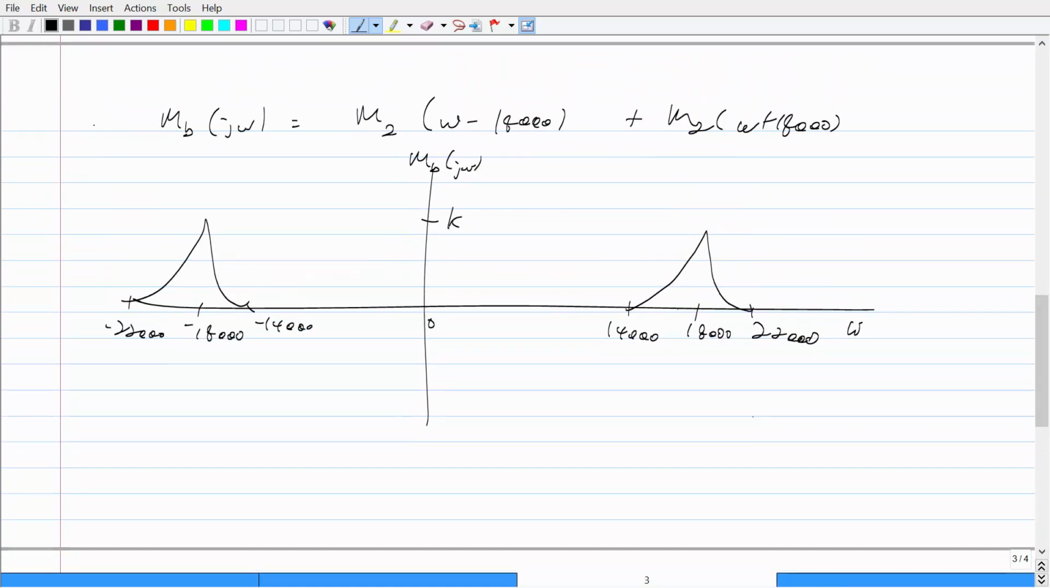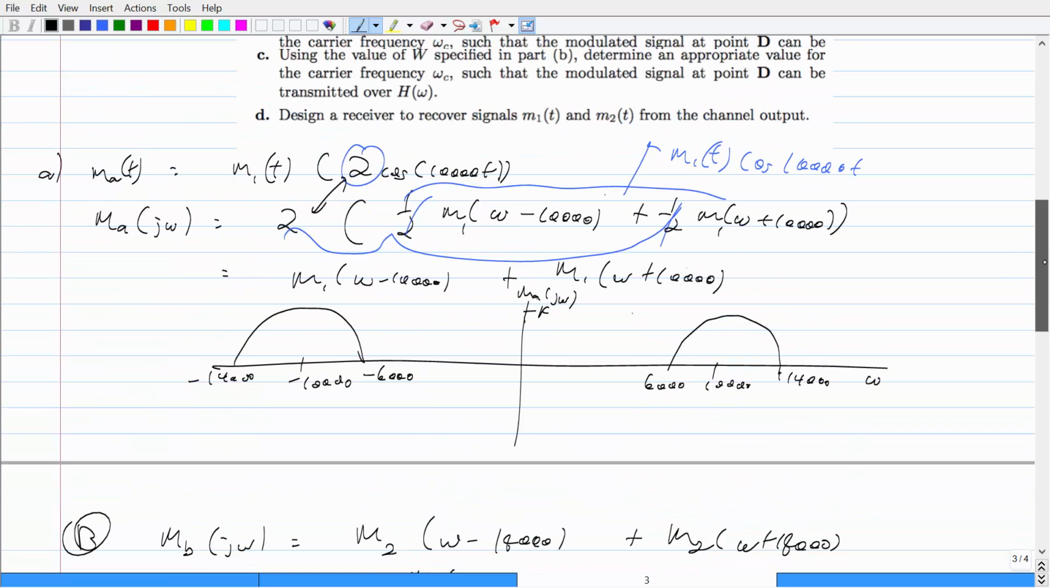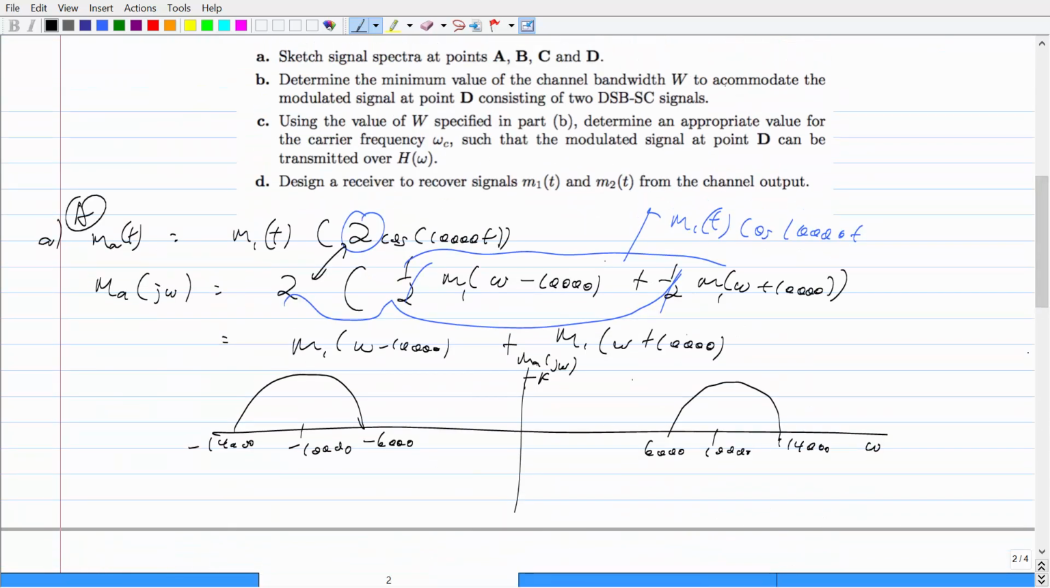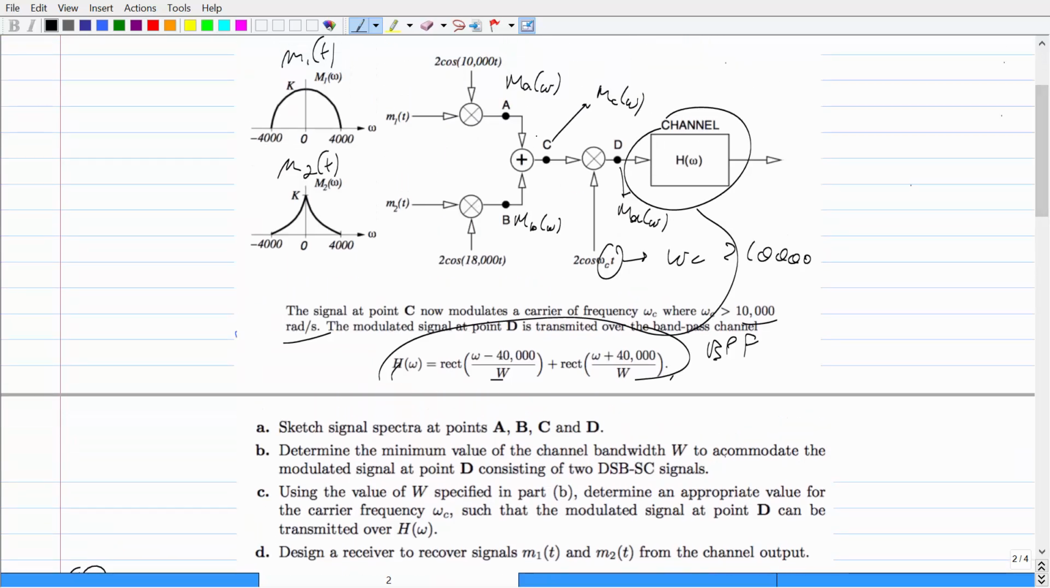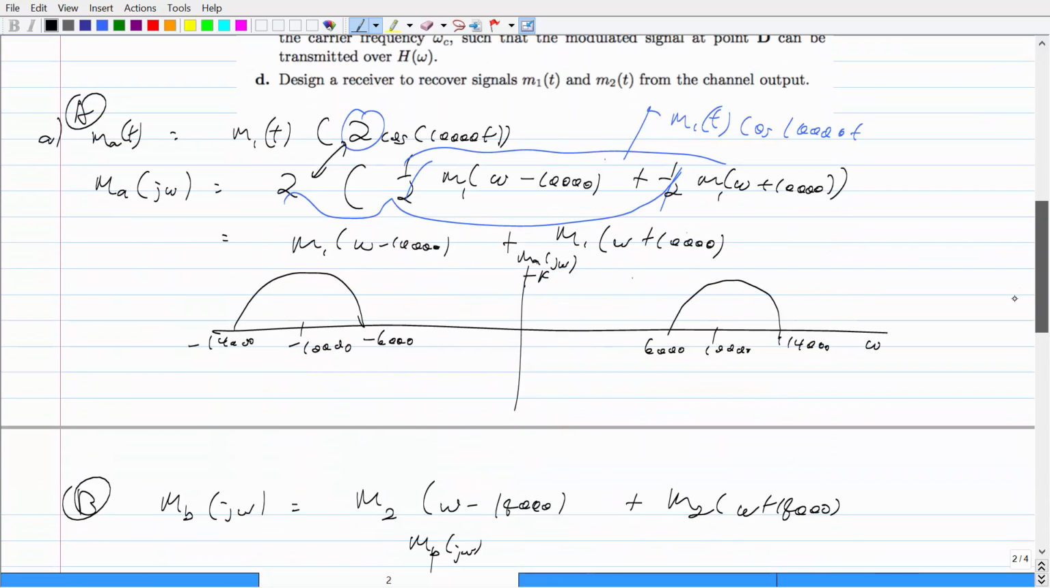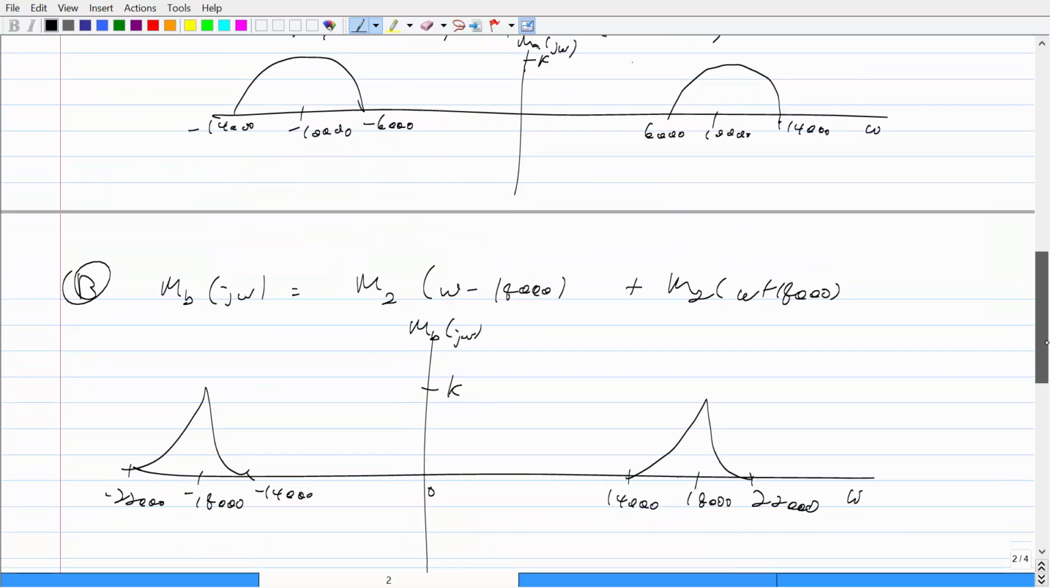Sorry, let me just do B. Okay, and this is at A. Okay, so now let's take a look at C. So C, all I'm doing is adding them together, right? So this means that I'm taking this guy and adding it with this one together.